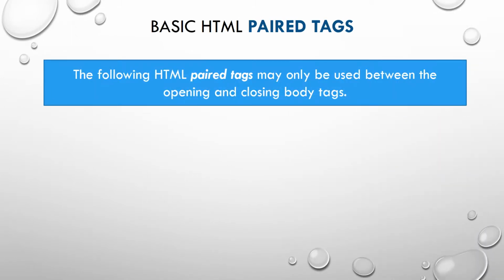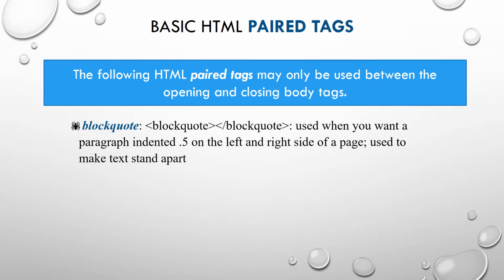Continuing on with our paired tags, remember paired tags may only be used between the opening and closing body tags. When you want to have a paragraph stand apart from other paragraphs, you can put it in a block quote. A block quote will indent the paragraph 0.5 from the left margin and 0.5 from the right side of the margin or the page. Again, you want to use this when you want your text or your paragraph to stand apart.